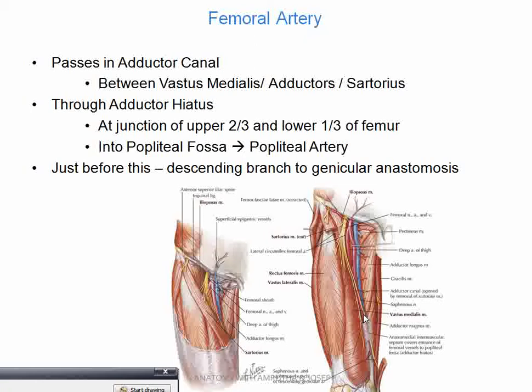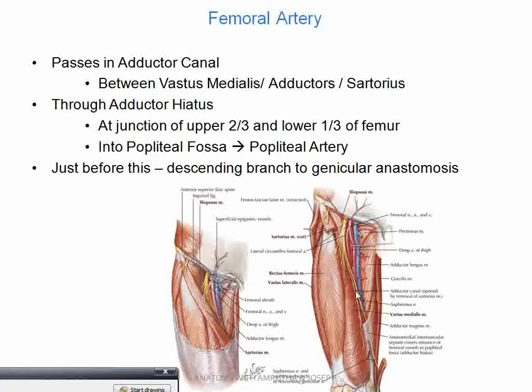Now, after passing in the adductor canal, it passes through adductor hiatus. Adductor hiatus is a small gap in the adductor magnus muscle. Adductor magnus muscle is a deep muscle. In the muscle, there is a small opening that faces posteriorly, through which the femoral artery passes onto the posterior aspect of the thigh as popliteal artery.